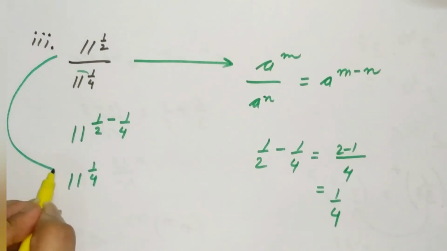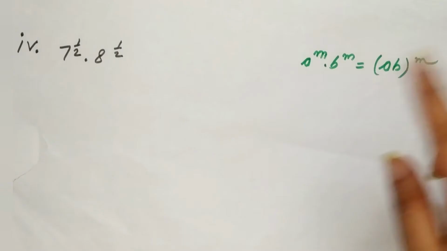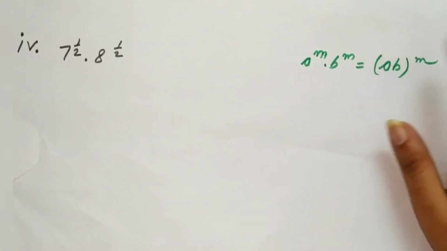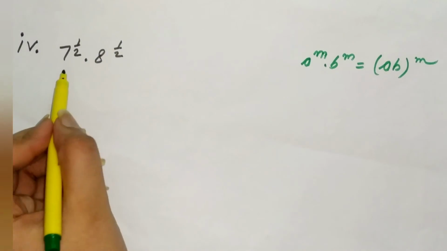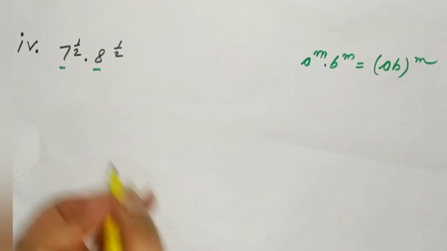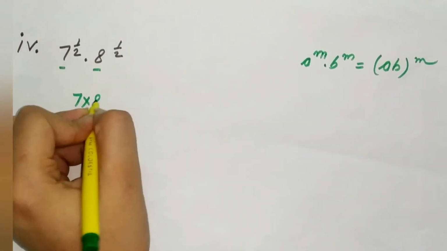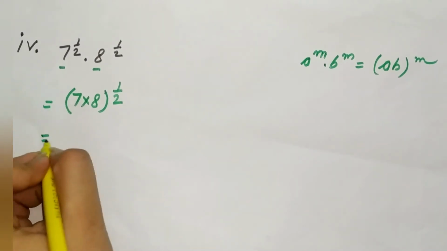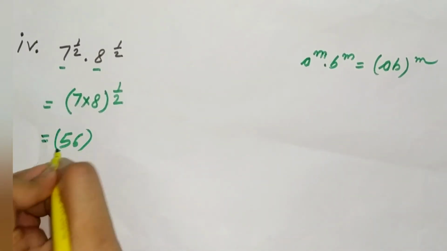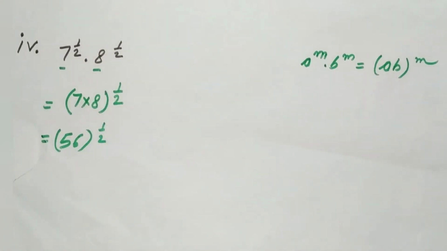So expression is simplified. Use fourth law of exponent. A raised to the power m, b raised to the power m is equivalent to ab raised to the power m. So multiply the bases and then raise it to the power 1 by 2. So 8 7s are 56 raised to the power 1 by 2.